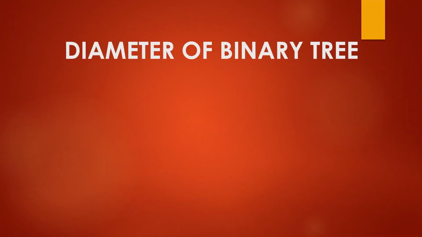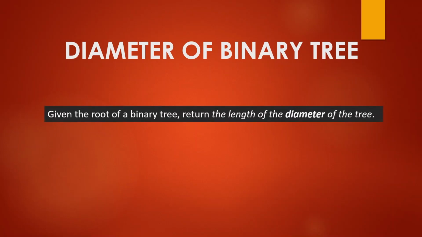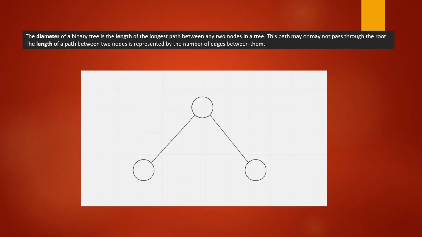So today we are going to solve a question based on diameter of binary tree. So first of all, let's read out the problem statement. The problem statement goes like, given the root of a binary tree, return the length of the diameter of the tree. So first of all, what is diameter? Diameter is basically the length of the longest path between any two nodes in a tree.